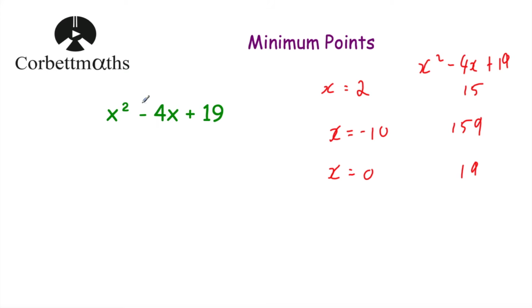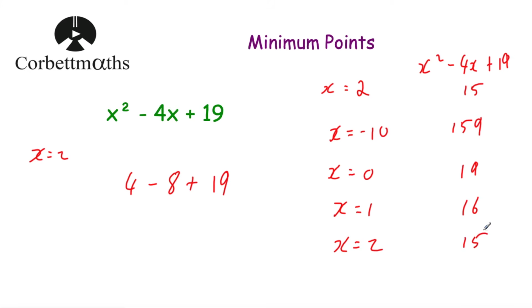Now is that the smallest value for this expression? Perhaps we might want to try another value, perhaps 1. Trying x equal to 1 gives 16, so that's even smaller than 19. Now is there a smaller value for this expression? Well, if x is equal to 2, we get 15. So whenever x is equal to 2, the expression would be equal to 15.